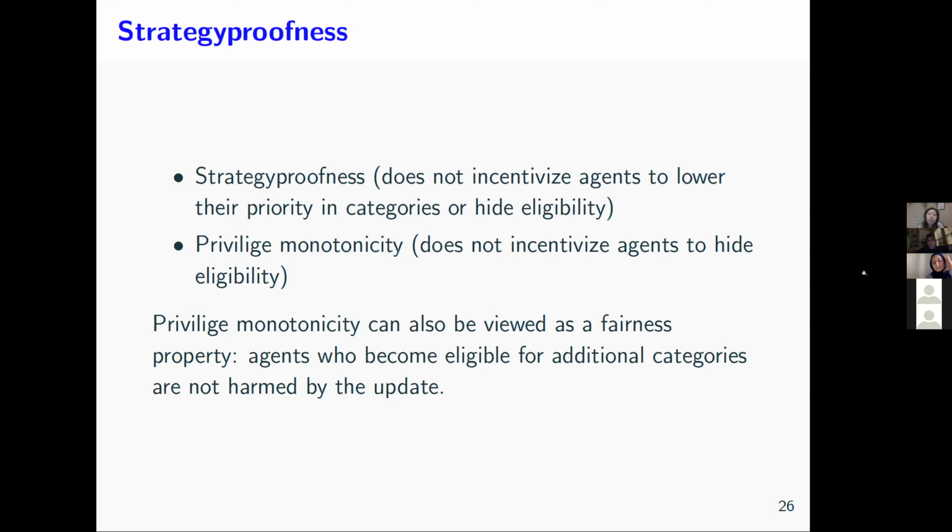A weaker form of strategy proofness that we consider here is called privilege monotonicity. It was already considered in a paper by Igon and Bo, and that is a restricted form of strategy proofness which does not incentivize agents to hide their eligibility. Privilege monotonicity can also be viewed as a sort of fairness property, because agents who become eligible for additional categories should not be harmed by this additional eligibility.